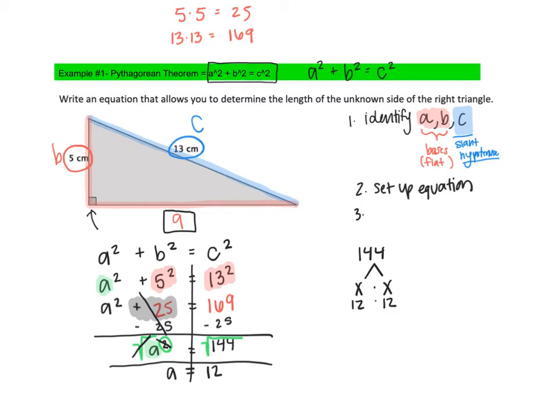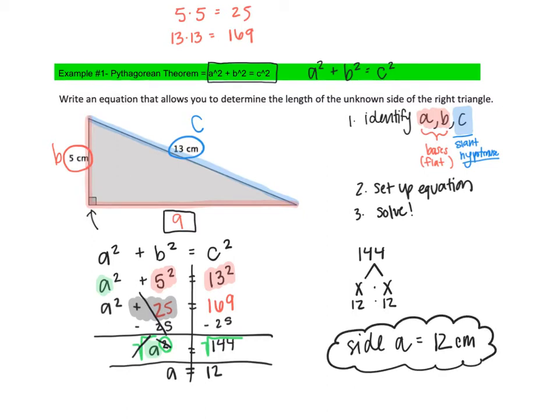So the third thing we just did was solve. And our answer is that side A is 12, what is this, centimeters? Centimeters. All right, make sure you have this down, and we will move on to our second practice set.